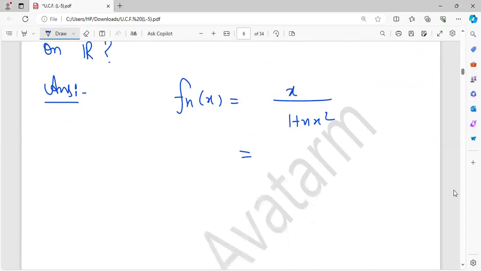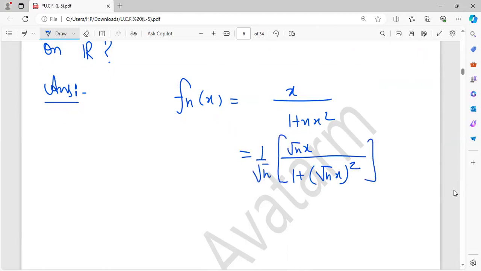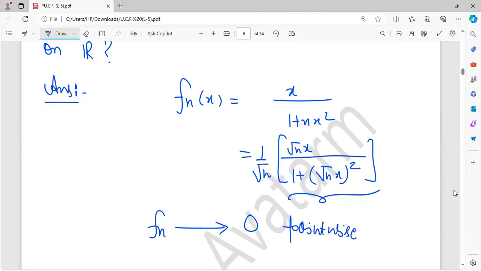Because I can write this function as under root n x upon 1 plus under root n x square. So I can multiply with under root n and divide by under root n. So the function inside is a little bit similar to that one, only n is replaced by under root n. Does not matter. So Fn will converge to 0 function pointwise. You can check it. Okay, pointwise.